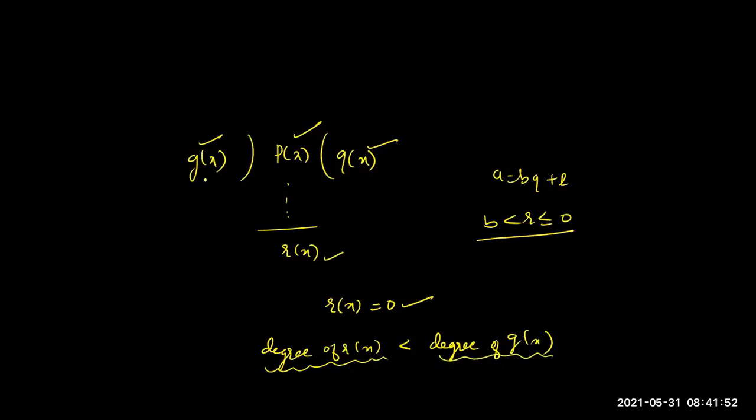Suppose the degree of G of x is 3. If it is a cubic polynomial, like x cube plus x plus 3, then the degree of R of x can be 2, or 1, or 0, or R can be equal to 0. These are the possible degrees. Remember. Is it clear? Yes, sir.